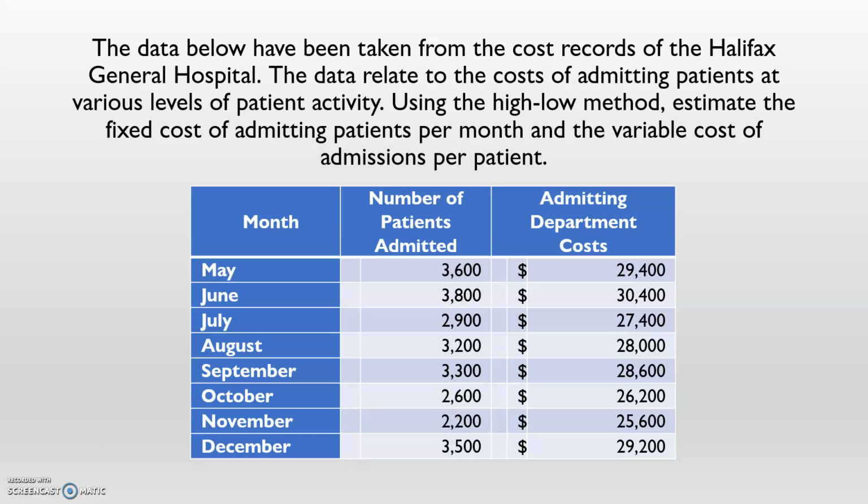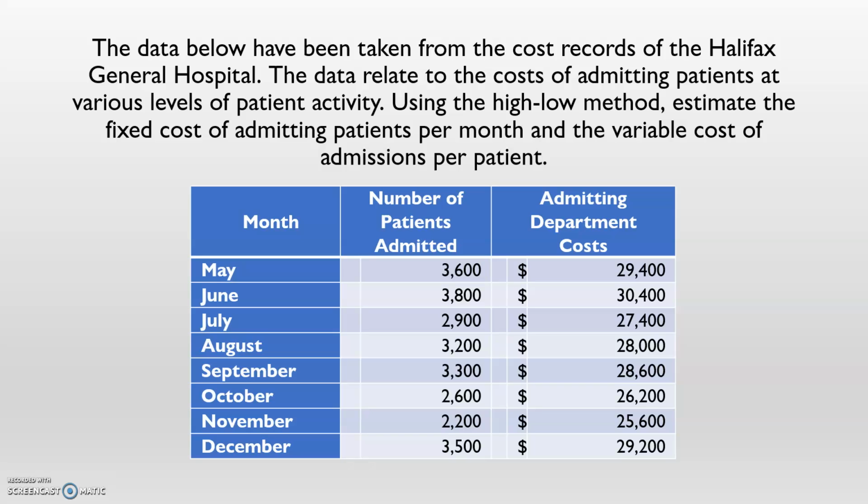Now we will take a look at an example problem using the high-low method. The data below have been taken from the cost records of the Halifax General Hospital. The data relate to the cost of admitting patients at various levels of patient activity. Using the high-low method, we are going to estimate the fixed cost of admitting patients per month and the variable cost of admissions per patient.